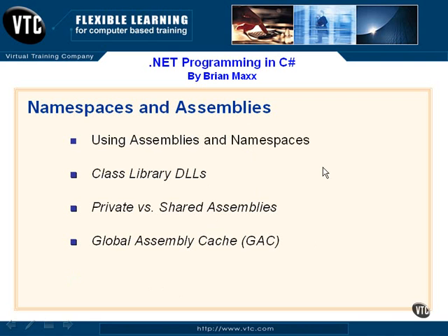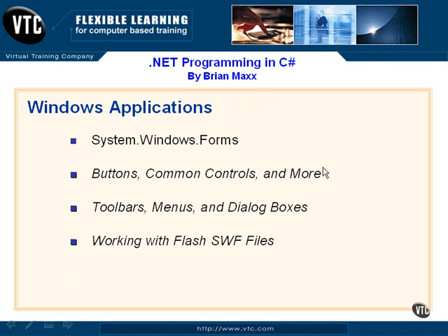After we get over the major hurdles of the language, we're going to dive more into namespaces and assemblies and how to use them. We'll talk about class libraries, private versus shared assemblies, and we'll talk about the GAC, Global Assembly Cache, and how this relates to what we need to do to work effectively in C#. Then we will talk about Windows applications, more programming, System.Windows.Forms, how to program forms, how to work with common controls like buttons and other things, toolbars, menus, dialog boxes, and we'll also work with COM controls, ActiveX controls, like Flash, and do a great example with that.